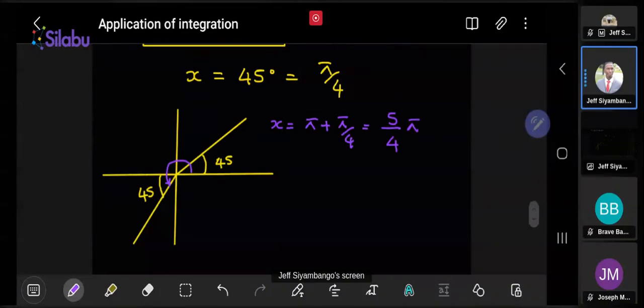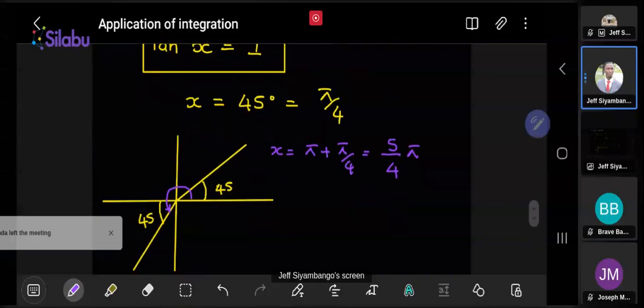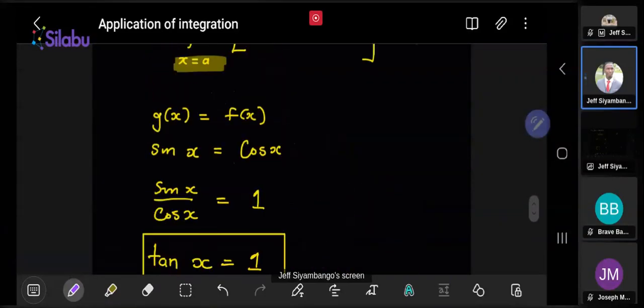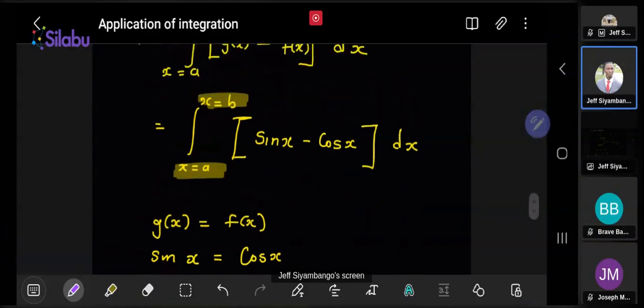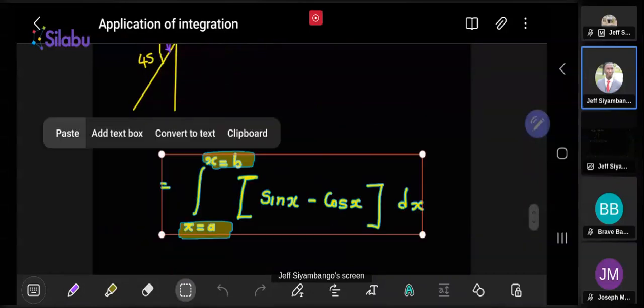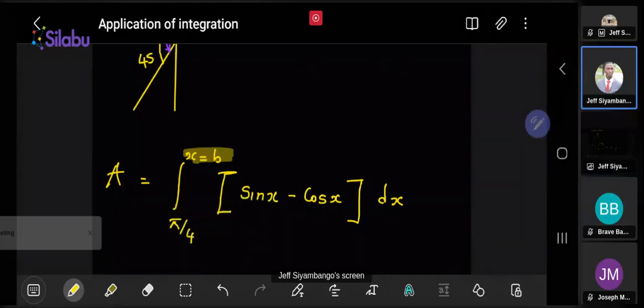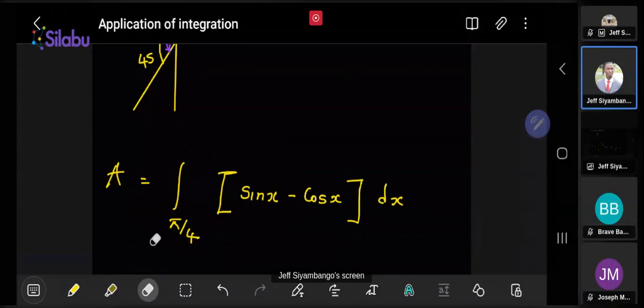Of course, this is just in the specified range. Otherwise, there are more values that we can actually find there. So once you have the two values, now you have what A is and what B is. So our integral can now be evaluated. Okay, so we can now evaluate our integral. So we know what A is. So this is from pi over 4 to 5 pi over 4.